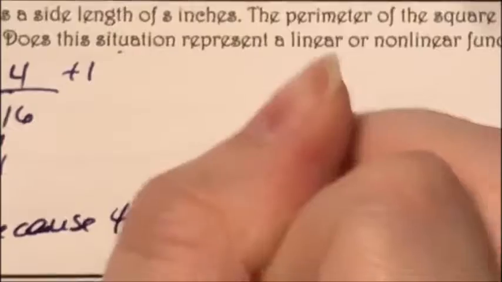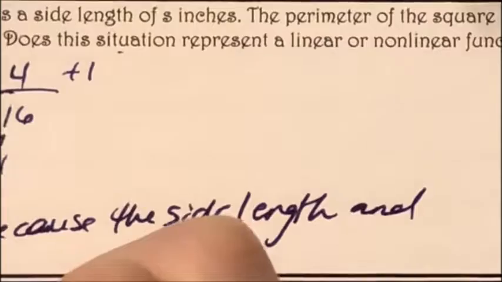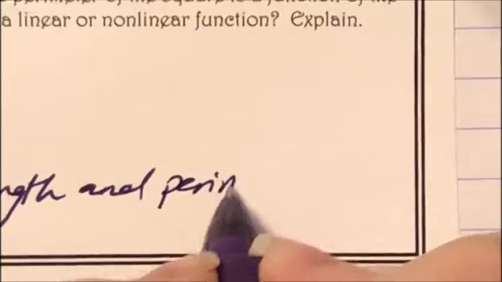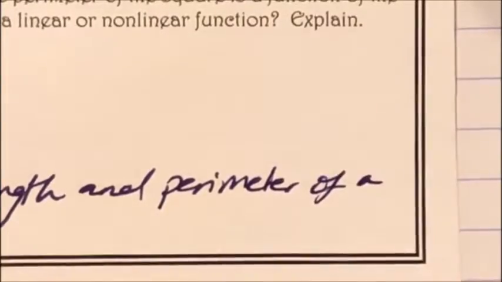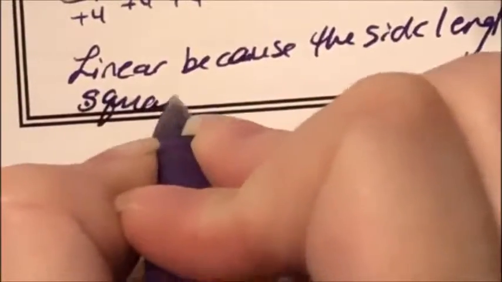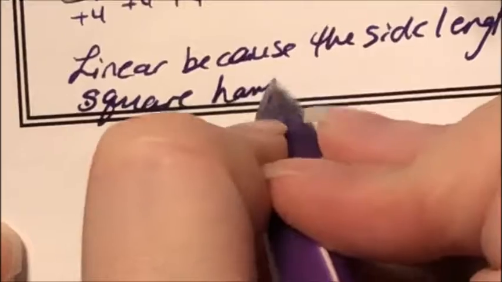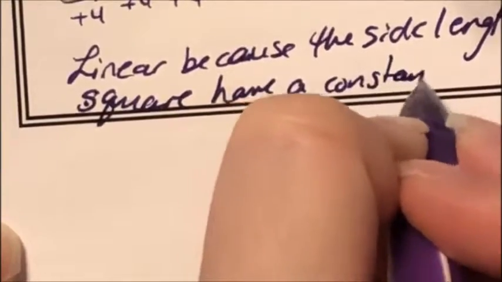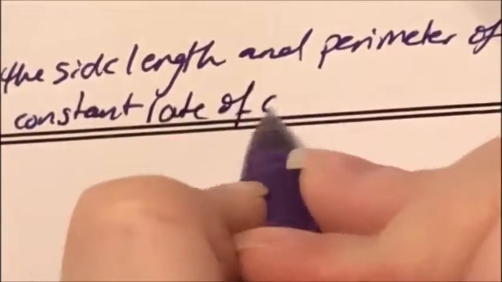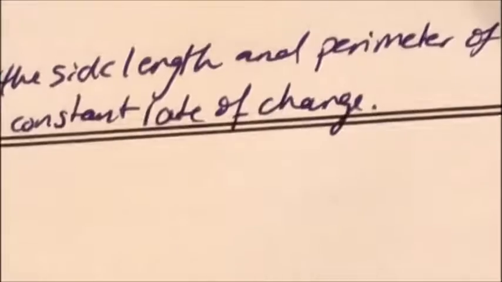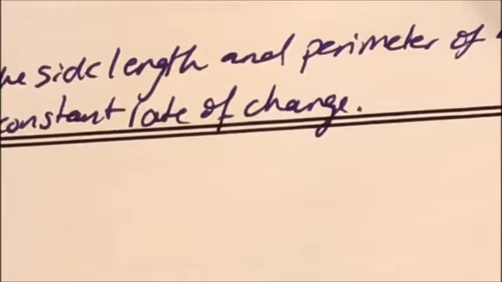because the side length and perimeter of a square have a constant rate of change. And that is the end of Lesson 7.